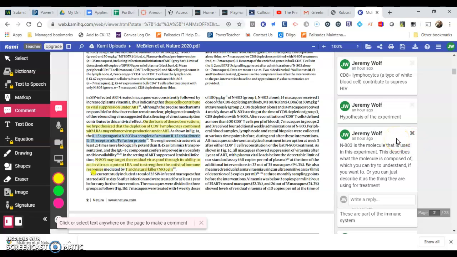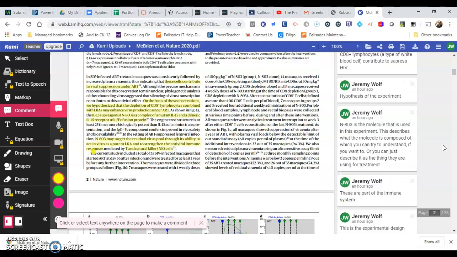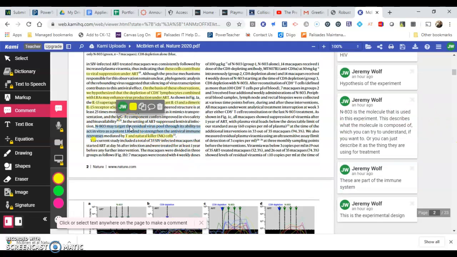N803 is the molecule that's used in this experiment. This little sentence here describes what the molecule is composed of, which if you really want to, you can try to understand that, or you can just describe it as the thing that they're using for the treatment, because understanding what it actually is would be further research for you, right? And then it says that this molecule is targeting the residual virus pool, so the latent virus, and then it's used to strengthen your immune system's response.